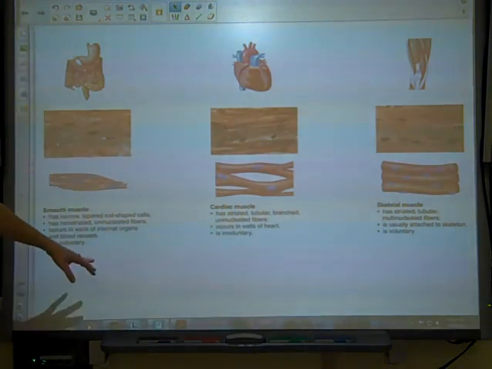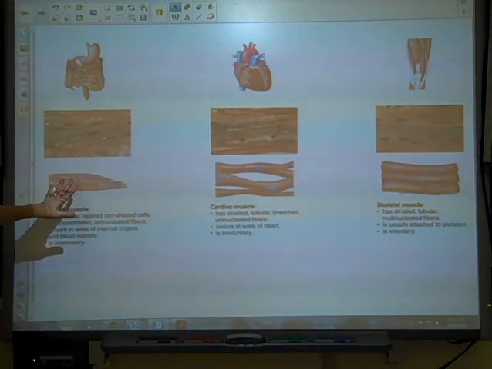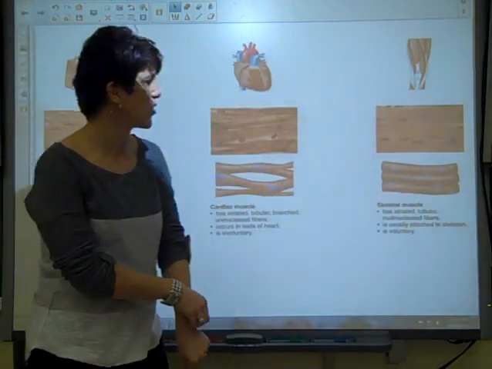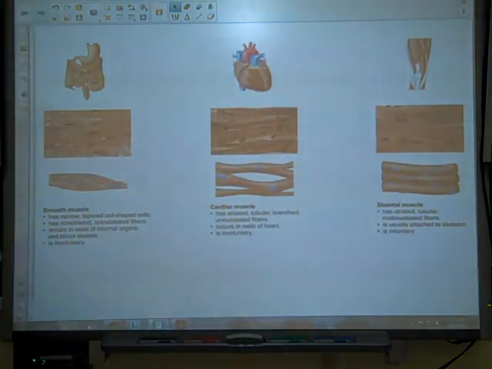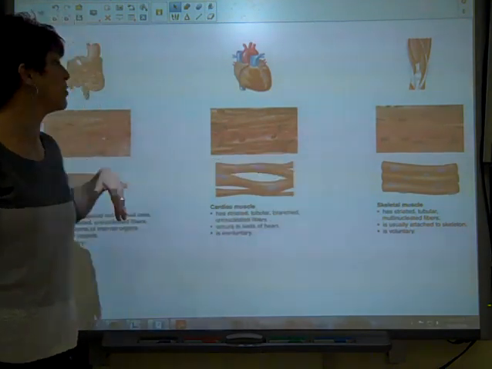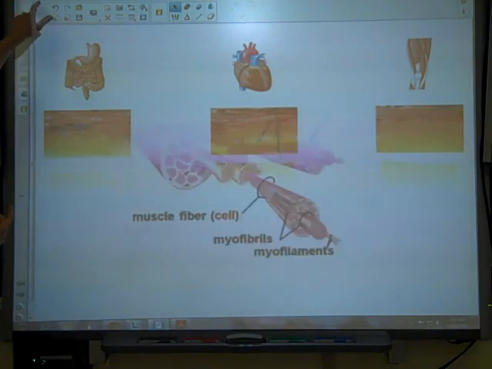All right, here's a little diagram so you can see what I'm talking about with the striping. Though you might not be able to see it perfectly in here. Smooth muscle does not have the striping. If you look across these cells, you can see the stripes. Those are the protein fibers that make up the microfilaments within it. Both smooth and cardiac are involuntary, and skeletal was voluntary, under your control.